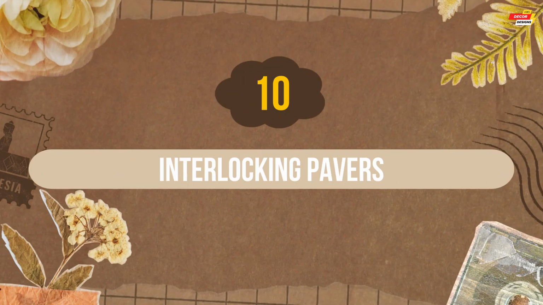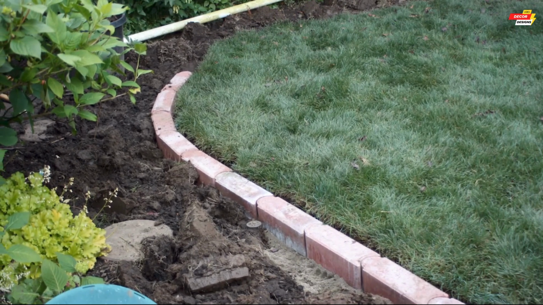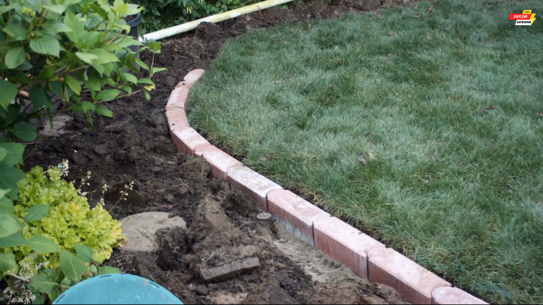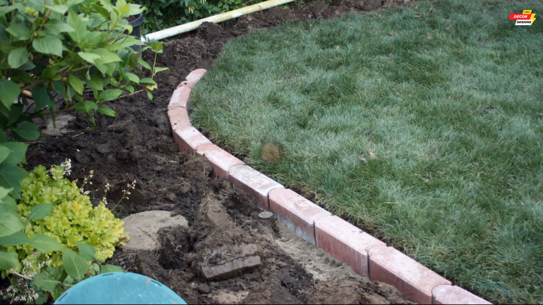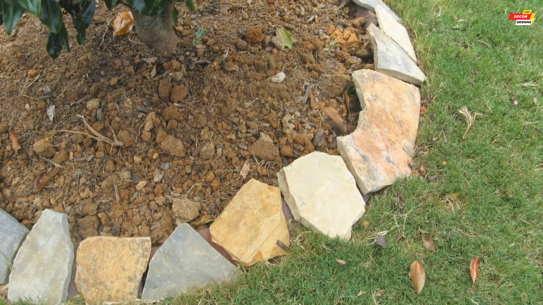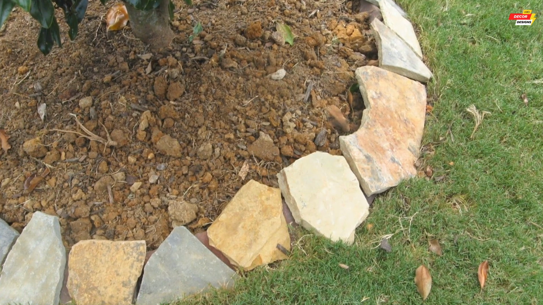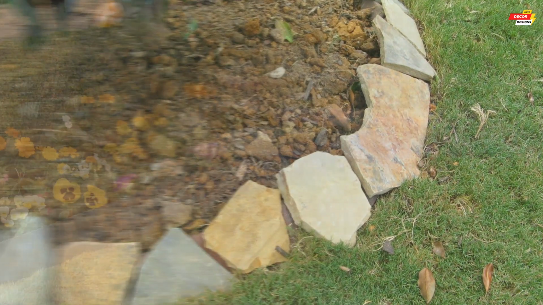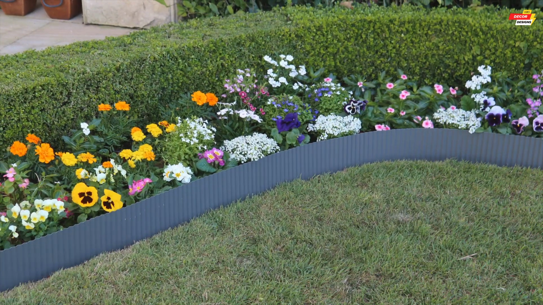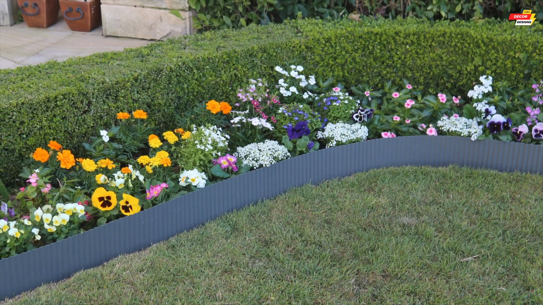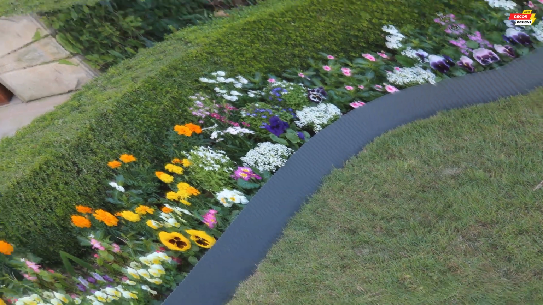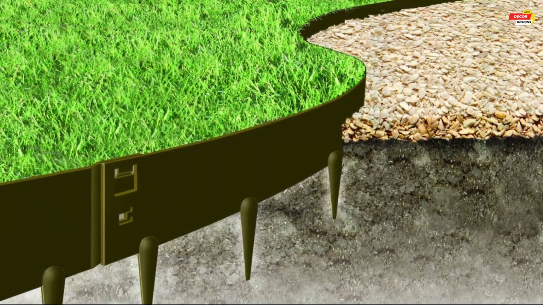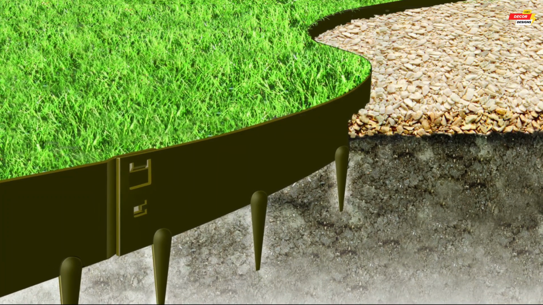10th, interlocking pavers. When used as edging, these can create a cohesive look, especially if used for pathways or patios within the garden. They offer durability and design flexibility. The best material ultimately depends on your specific design preferences, budget, and the overall style of your home and garden. Consider factors such as durability, maintenance requirements, and the desired aesthetic when making your selection.